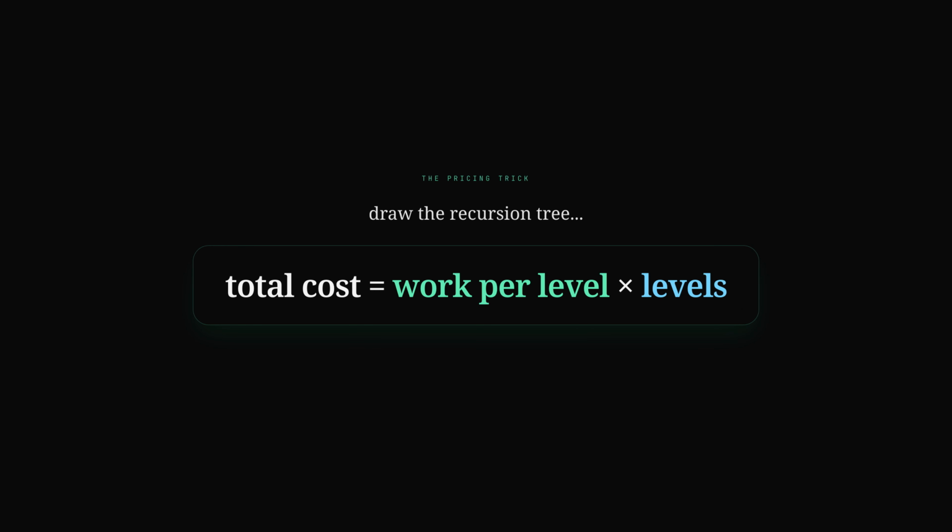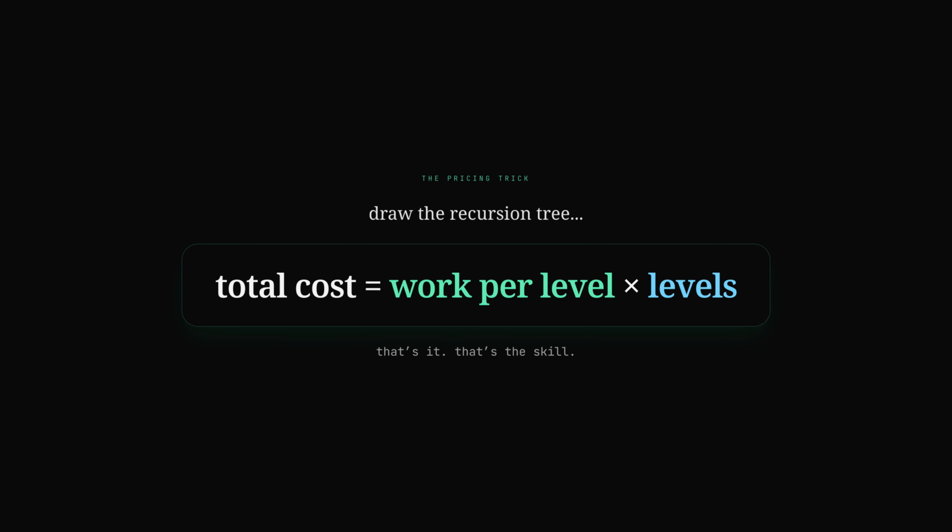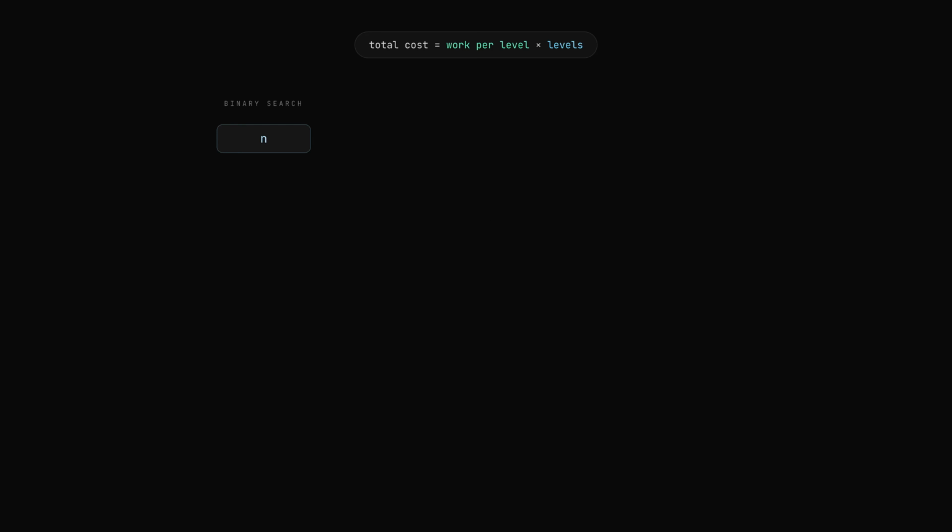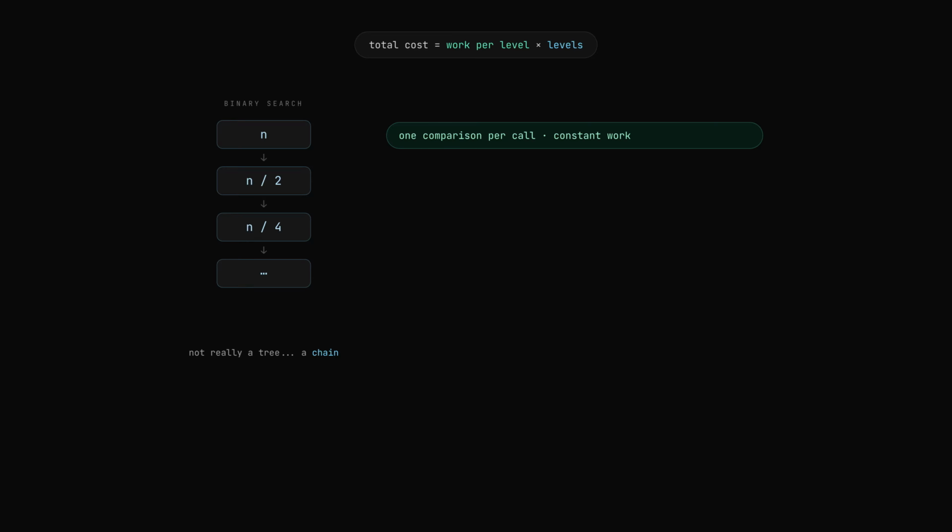Here is the pricing trick, and it fits in one sentence. Draw the recursion tree, and the total cost is the work per level times the number of levels. That's it. That's the skill. Start with binary search. One call does a constant amount of work, one comparison, then recurses on half. So the tree is not really a tree, it's a chain. n, then n over 2, then n over 4, down to 1.